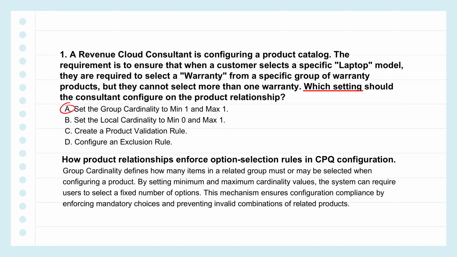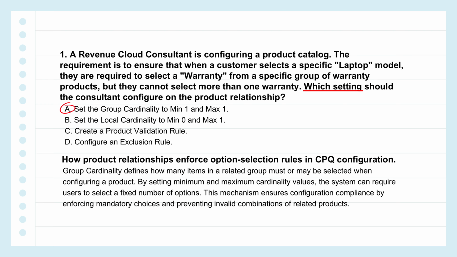Wait, hold on. Why can't I just use a standard validation rule? Something that just fires if there's no warranty there at the end. Why group cardinality? That's a crucial distinction. A simple validation rule would only kick in after the configuration is done. You would just throw an error and force the user to go back. Right, which is annoying. Exactly.